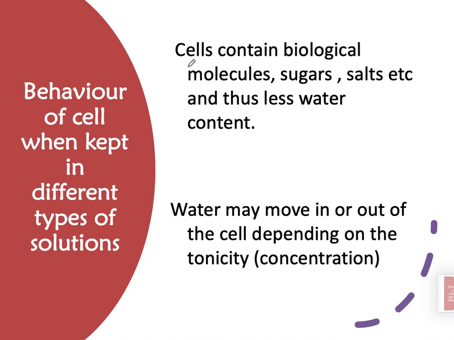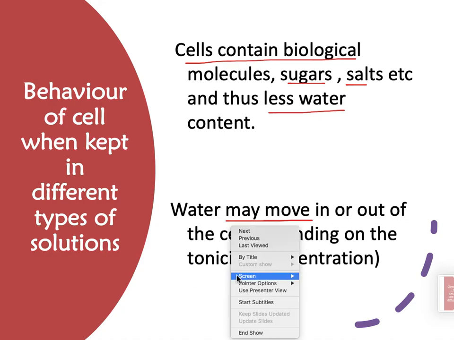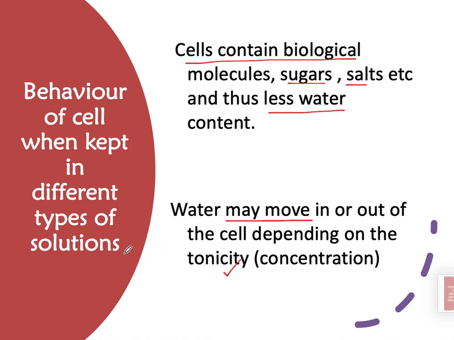See, we know that cells contain biological molecules like sugars and salts, and thus comparatively less water content. Definitely, we are sure that a cell does not have only pure water inside it, right? So the cell actually has a solution in it. Because if there is any sugar or salt, it will get mixed in the water present inside the cell and it will become a solution. So a cell always contains a particular solution which will have a particular tonicity, okay? So water may move in or out of the cell depending upon the concentration, which we have already discussed, right?